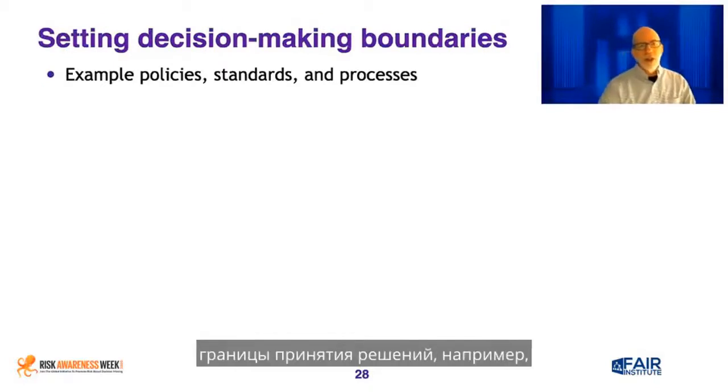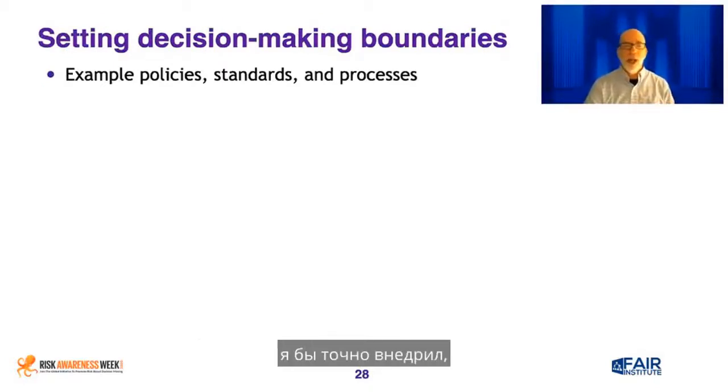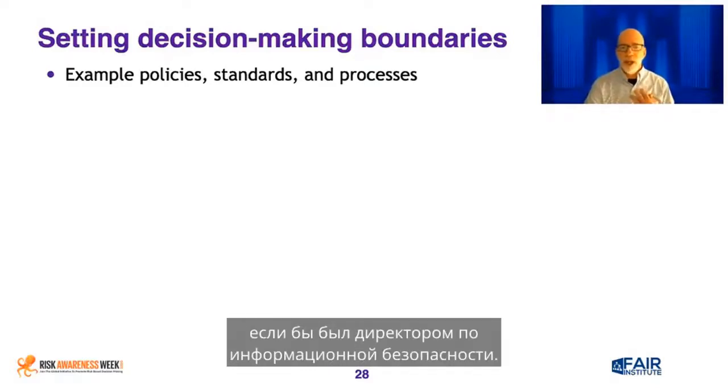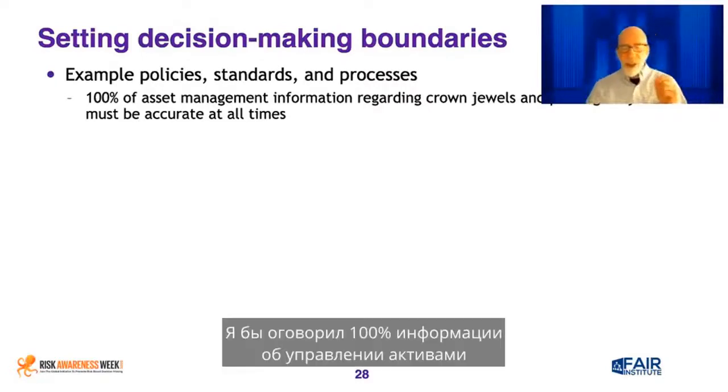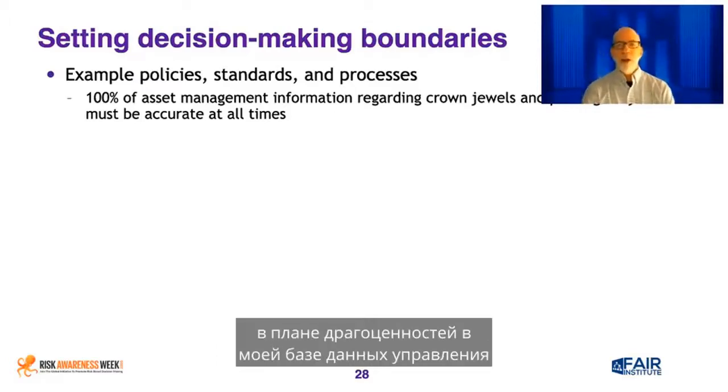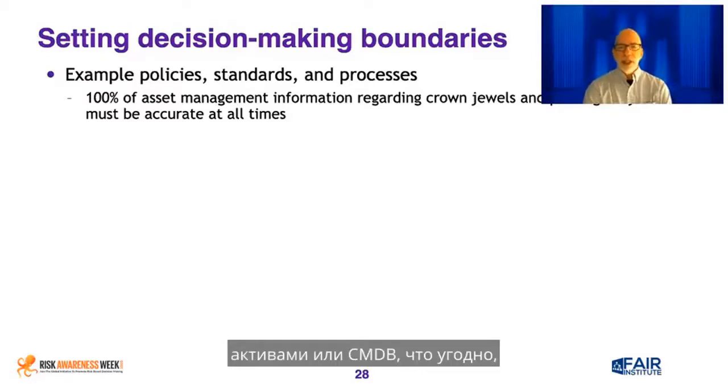So let's look at those decision-making boundaries, for example. And these are the kinds of things I would absolutely put into place if I was a CISO in an organization today. This would be one of my policies, guaranteed. I would stipulate 100% of the asset management information regarding crown jewels in my asset management database or my CMDB, whatever, all of that has to be accurate all of the time.